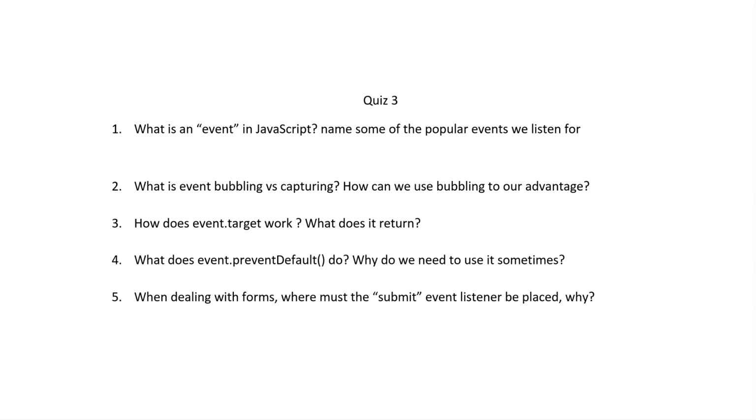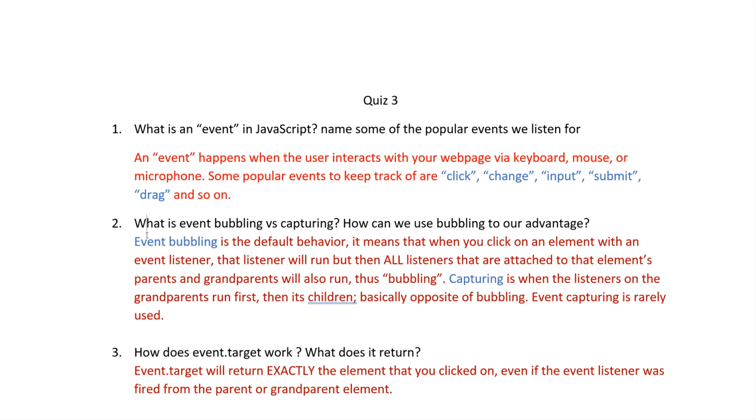Okay, let's go over the answers. All right, number 1. What is an event in JavaScript? Name some of the popular events that we listen for. Well, an event is something that happens when a user interacts with your web page, right? Like via keyboard, typing, mouse clicks, mouse drags, right? Or even a microphone. Some popular events to keep track of are click, change, input, submit, drag, and so on. And we know there's a lot more than that, right?